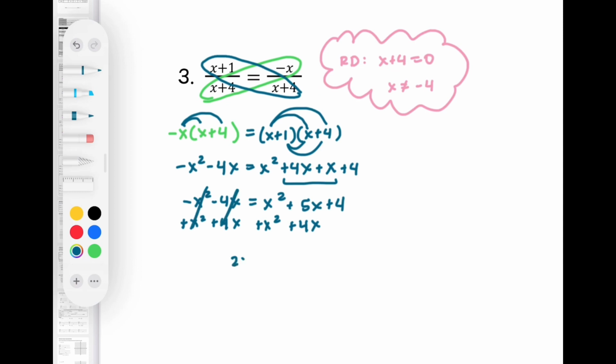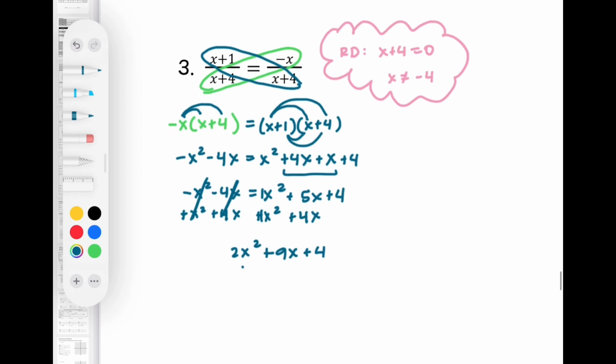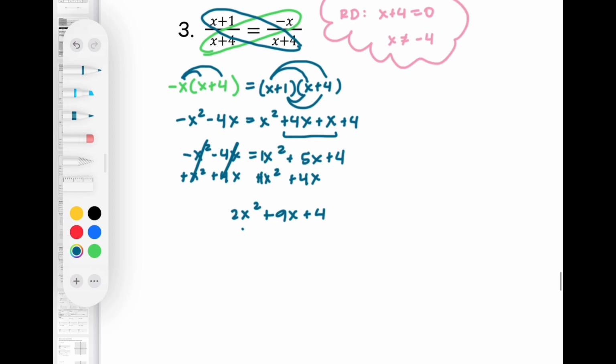So we would have 2x squared plus 9x plus 4. So remember, that's just by combining like terms. So we have 1x squared, add to 2x squared. 5 plus 4 is 9, and then the 4 is just by itself, no like term. All right, so we're factoring this.